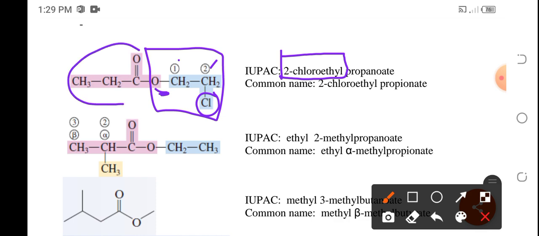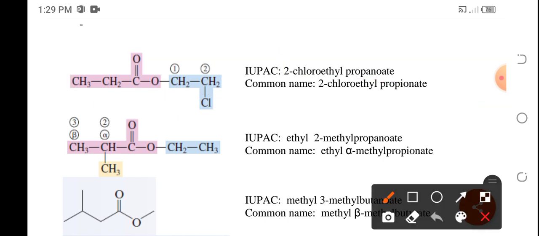And the acid part is composed of 3 carbon atoms. So that is originally coming from propanoic acid, but we are dropping the IC acid and we add the ATE. So therefore, that is propanoate. Therefore, the complete IUPAC name of this structure is 2-chloroethyl. Okay, there should be no spaces here. A space and then propanoate.